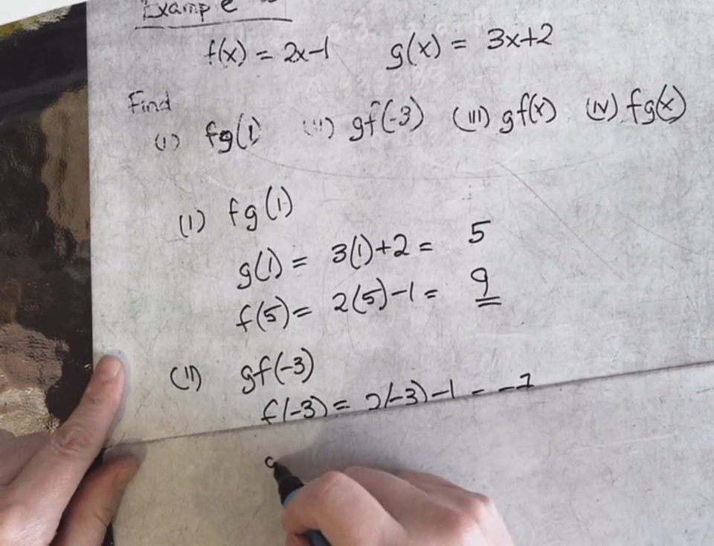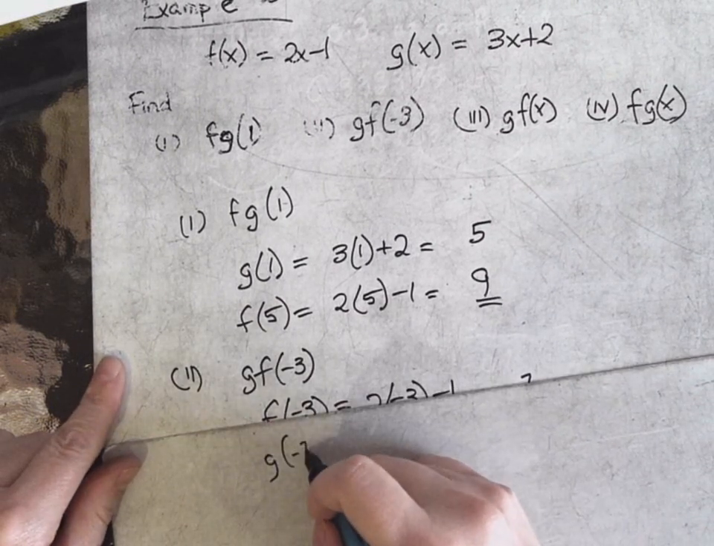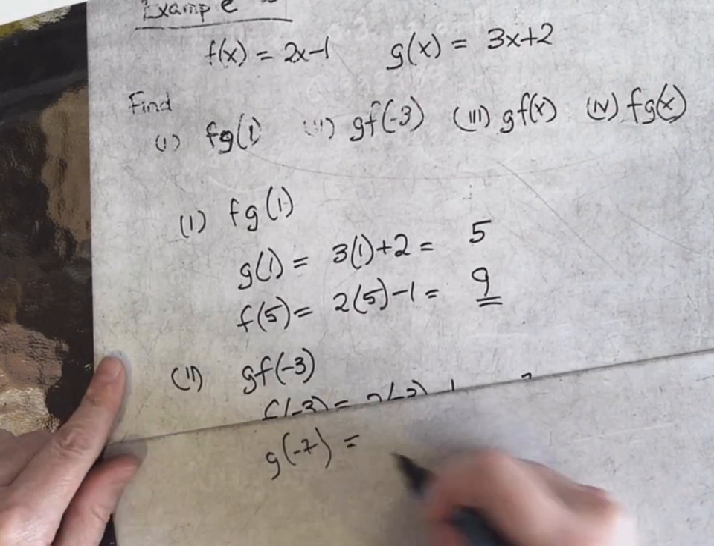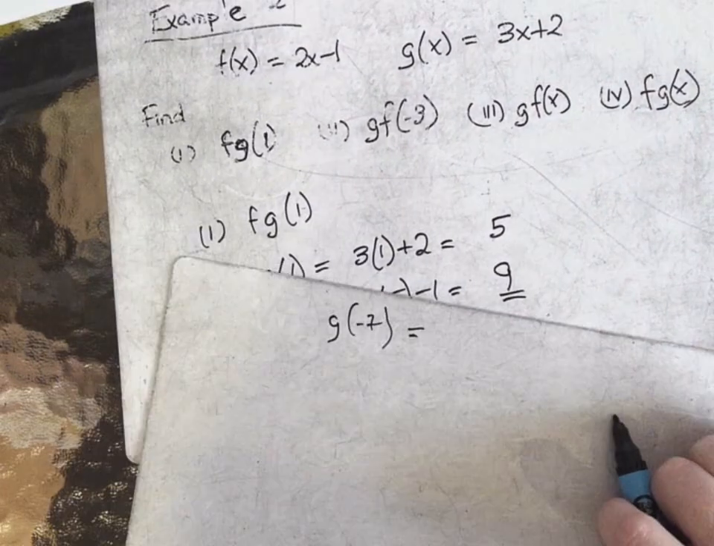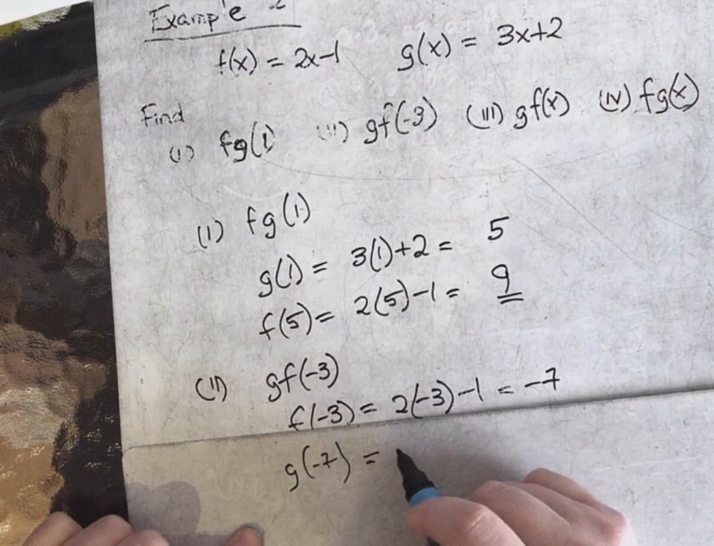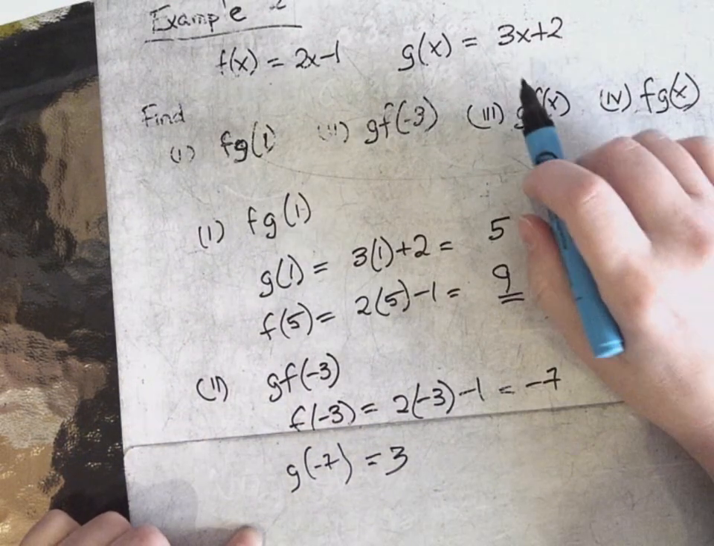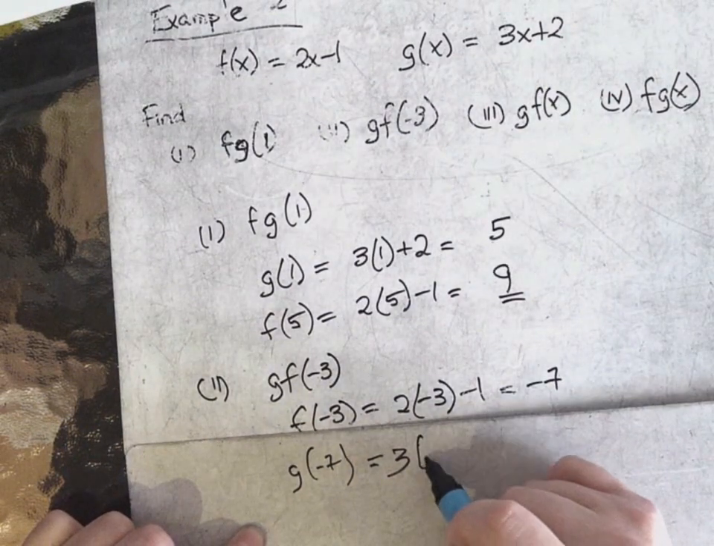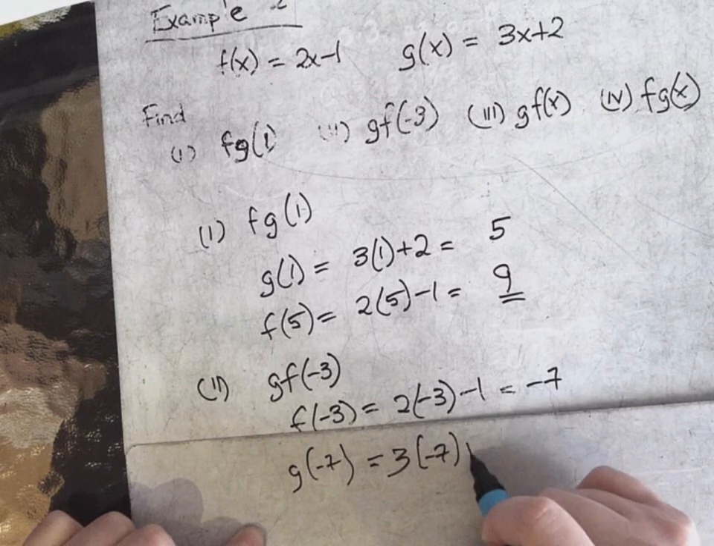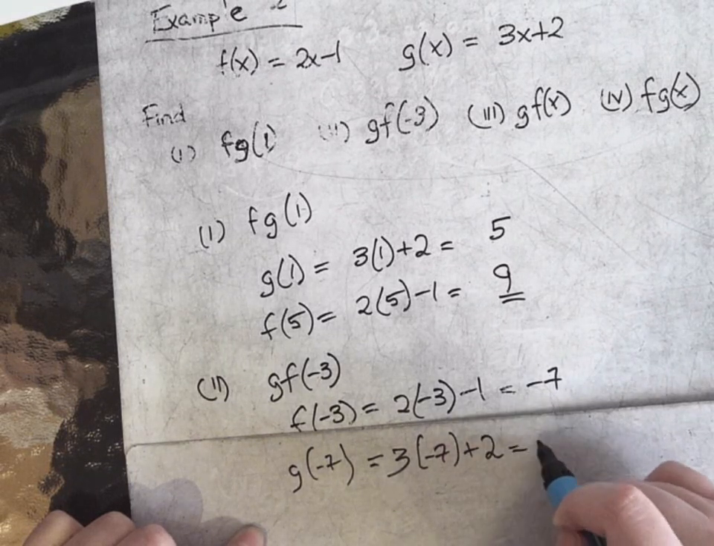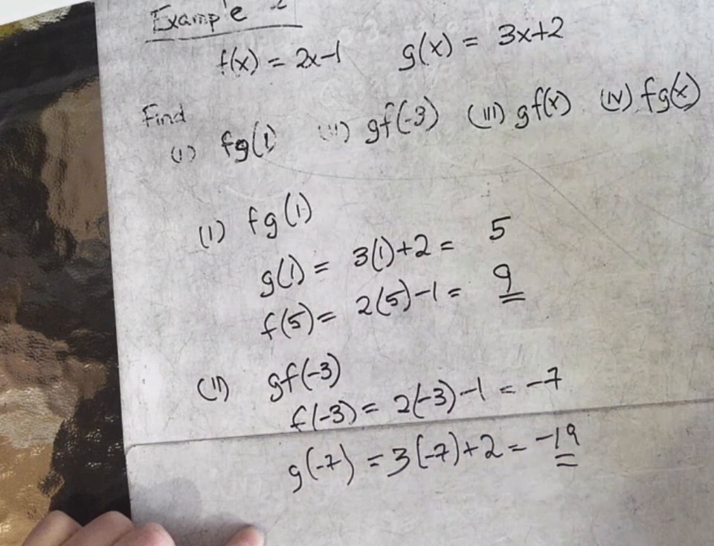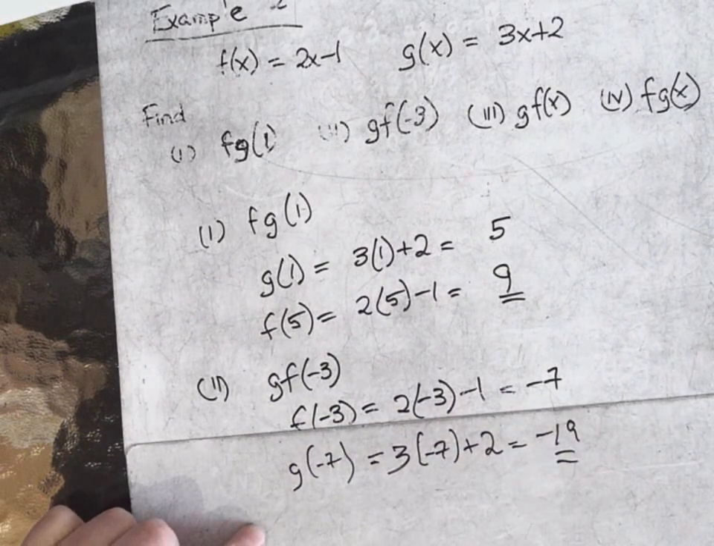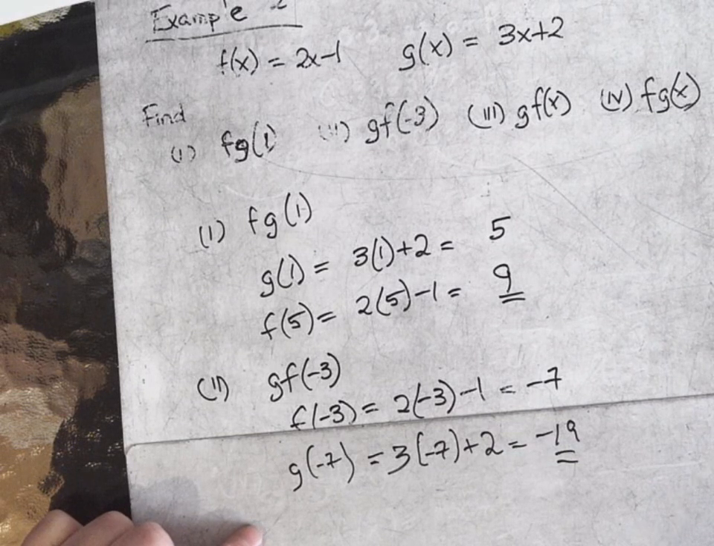To get g of minus 7, that means everywhere I see an x in g, I put in a minus 7. Remember g is 3x plus 2. So it's 3 times minus 7 plus 2, which into the calculator will give me minus 19. That's my overall answer. So again, girls, pause now and write that down, because I need to rub it out.